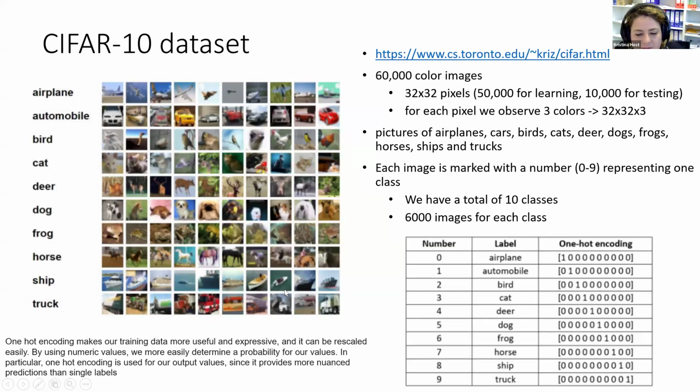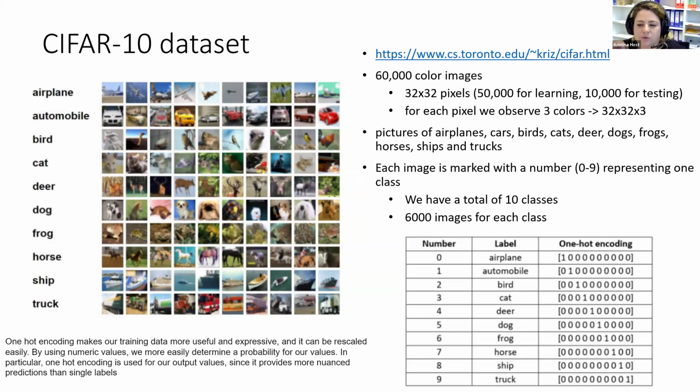Why are we using it? Because it's easy to rescale it. We can analyze for every class what is the percentage of the probability of that class to appear and similar. So this is the representation which we will use, and this is the data set that we will work on. It's called CIFAR10, and we will load it and work with it.